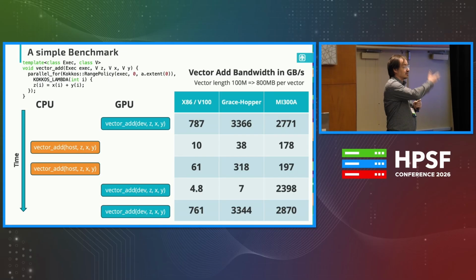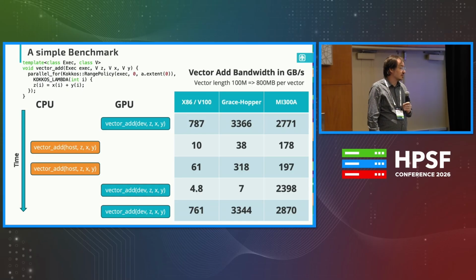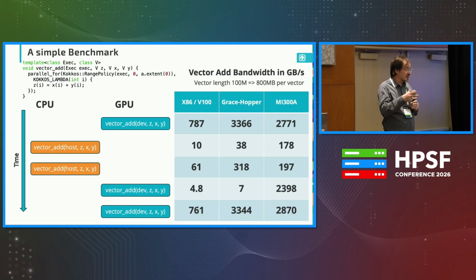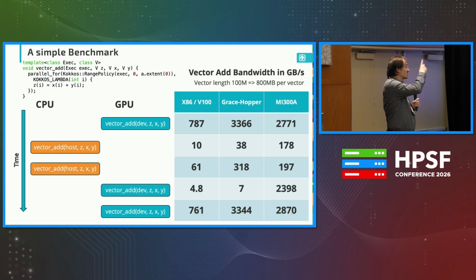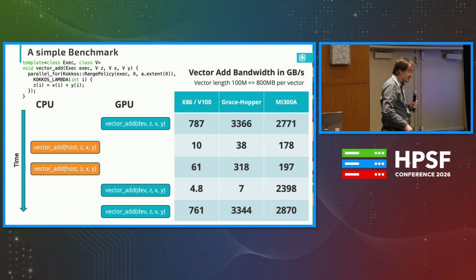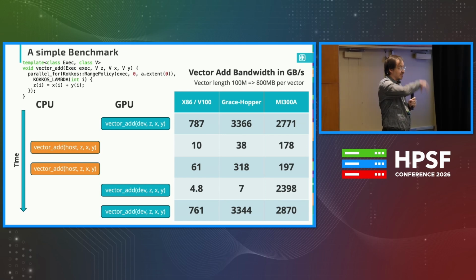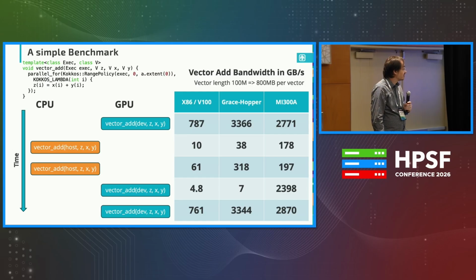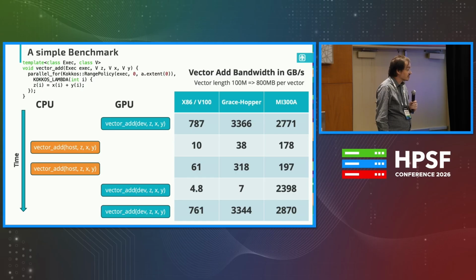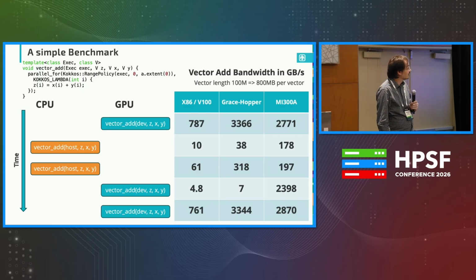Like a V100 maximum stream throughput is somewhere around 820 gigabytes a second, right? This is a little bit less because it doesn't do any fancy 128-bit loads and stores and whatnot. Okay, but it's basically maximum bandwidth, right? Same for the Grace Hopper and the MI300A, right? I get like 3.4 terabytes on the Hopper and like 2.8 terabytes on the MI300A.